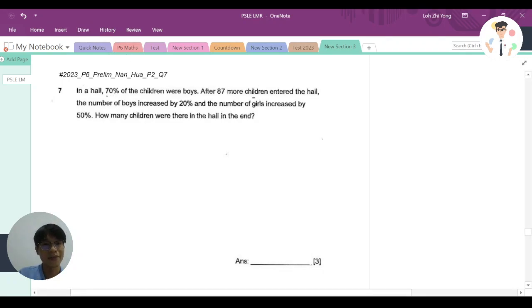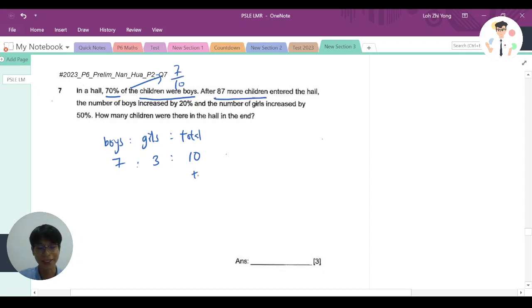In the hall, 70% of the children were boys. So I know there are boys, and of course there will be girls, then the total, which is the children. 70% of the children were boys, which means 7 out of 10 will be boys, and of course girls will be 3. After 87 more children enter the hall, I actually don't know how many boys or how many girls. I know it's 87, so I just put plus 87 under the total. Let me put U here, which means unit, to avoid confusion.